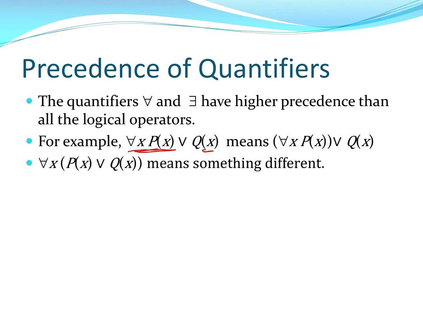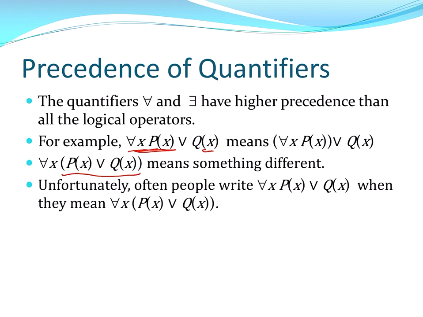For every x, (p of x and q of x) in parentheses means something different. In this case, it's a proposition because we are binding x in both p of x and q of x to be the same thing, and we're saying that both of them are true for all values of x. It is a common mistake to intend this second expression when writing this first expression. So just be careful of context and try to insert parentheses where they need to be.